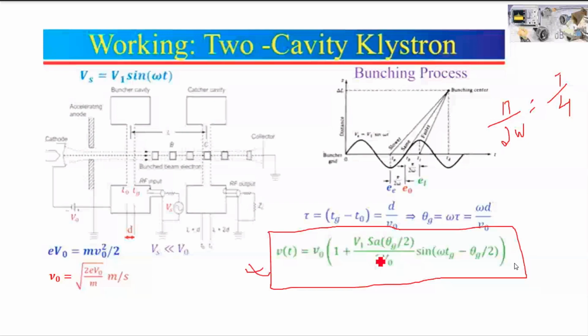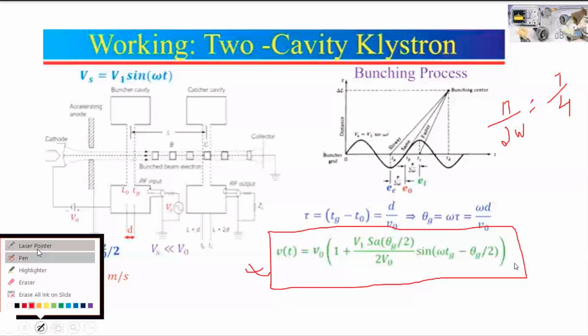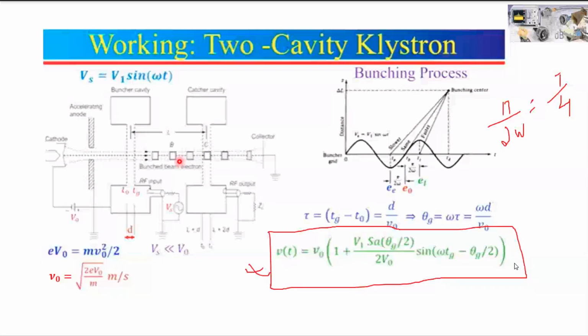Okay, so after passing through the buncher cavity, they will form bunches as they drift down the tube, and in the catcher cavity the phase of the gap voltage is maintained such that the electron beam encounters a retarding phase, so that the electrons give their kinetic energy to the catcher cavity. After giving back their kinetic energy, the velocity of these electrons will be reduced and they will be collected by the collector, and this will go again to ground.